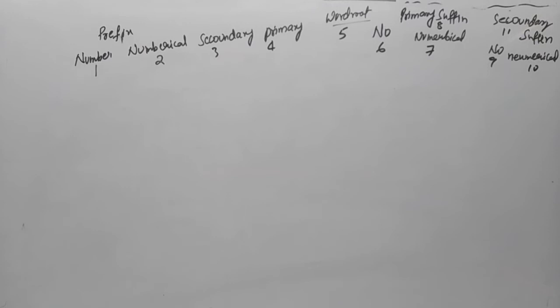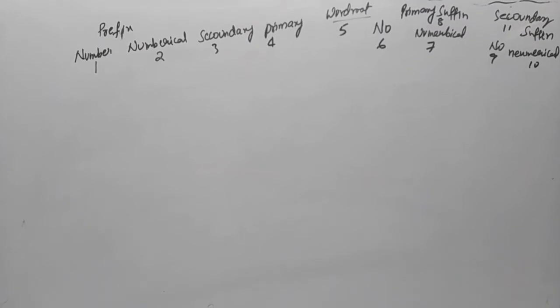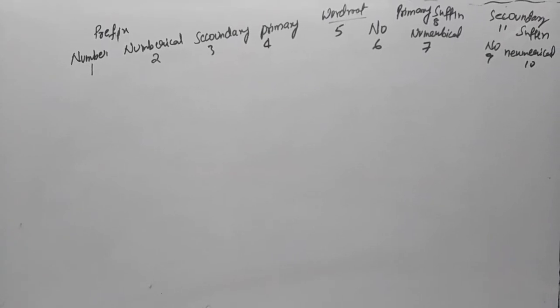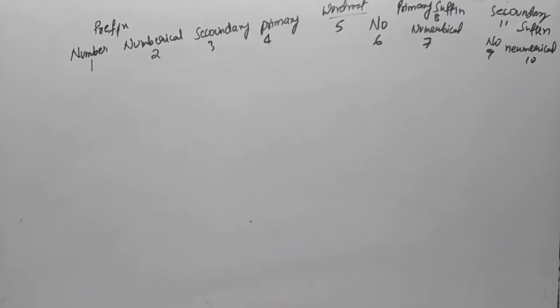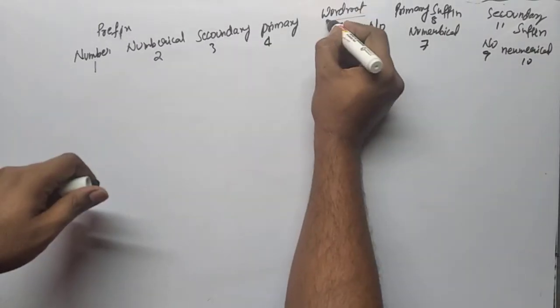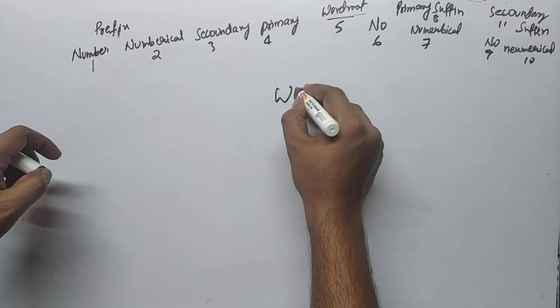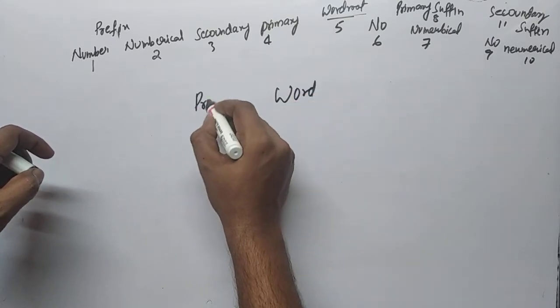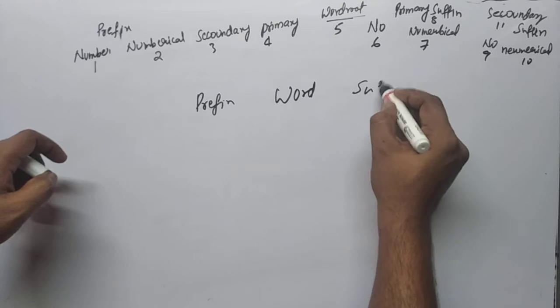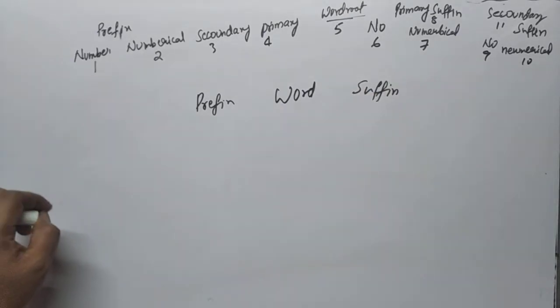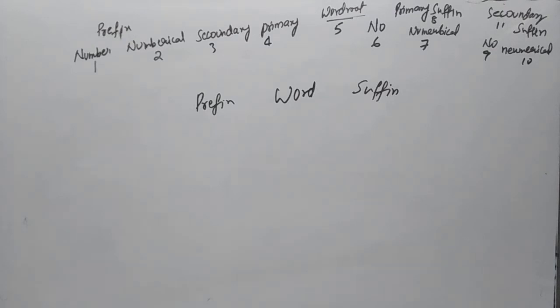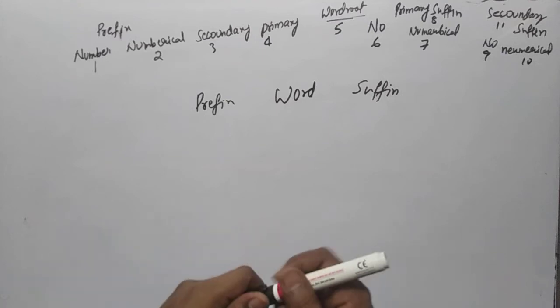So here, on the board I have written the preference order. Suppose you want to write the name of a carbon compound. Whenever you have a prefix, word root and suffix, mainly there are 3 parts. At the left side you write the prefix, at the center the word root, and at the last you write the suffix.